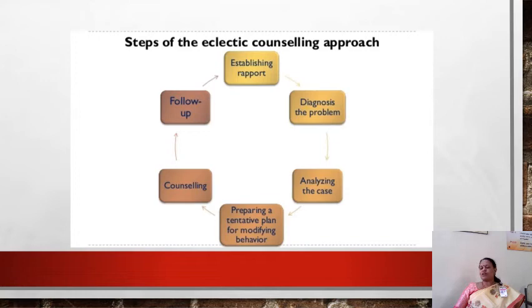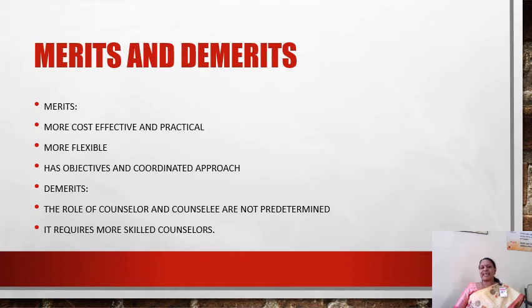Coming to the process we need to follow in eclectic counseling, the first very important thing is that the counselor should establish a very good rapport with the client. The second thing is the counselor should diagnose the problem of the client, which is followed by analysis, because analyzing is very important for solving the client's problem. Next, a tentative plan is prepared by the counselor with the approval of the client, which is followed by counseling. After counseling, once the goal is achieved, there will be termination of counseling, which is followed by another very important step, known as follow-up.